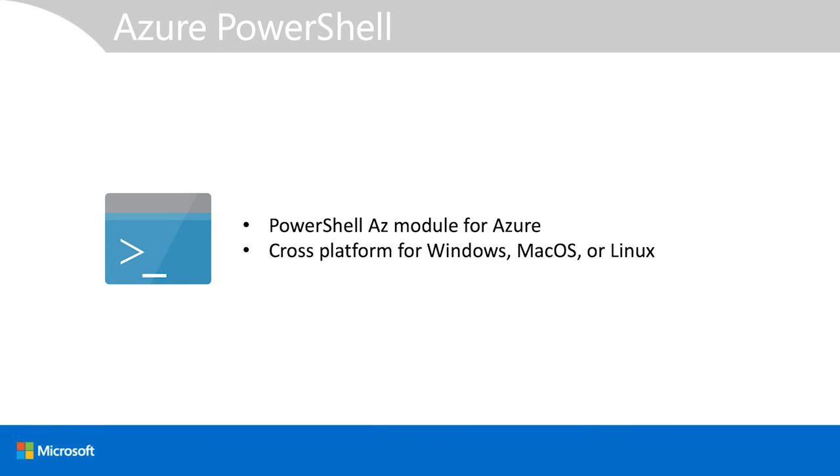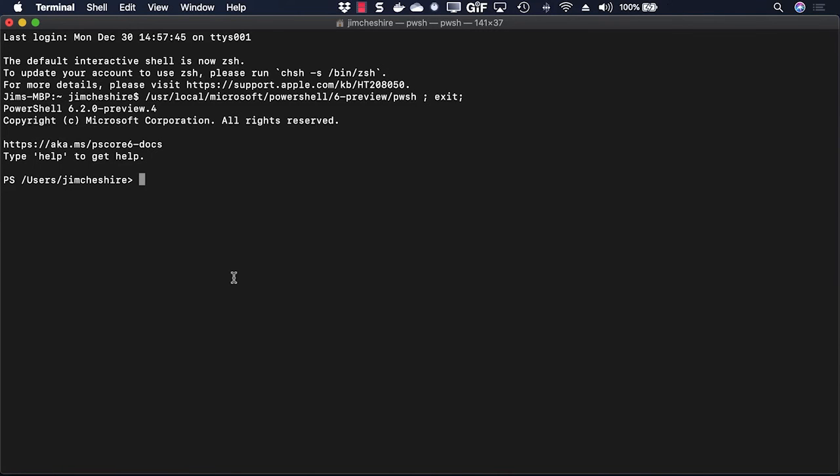PowerShell commands consist of a verb such as get, new, start, something like that, followed by an object such as AZVM for a virtual machine or AZ web app for a web app. So let's have a look at how that works in PowerShell. So this is PowerShell running here on my Mac. Let's look at an example of how the AZ module works.